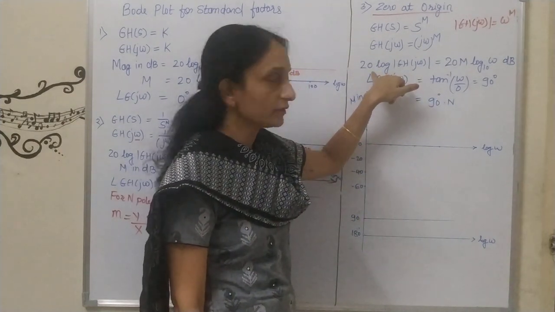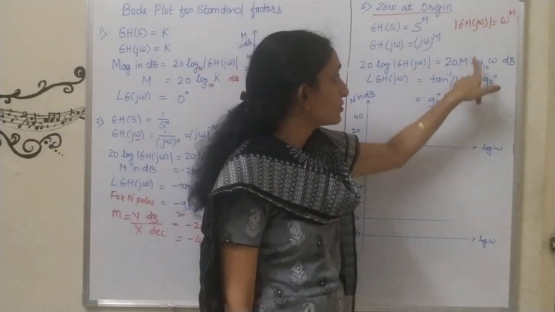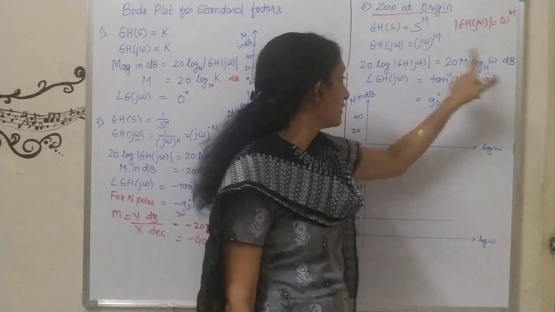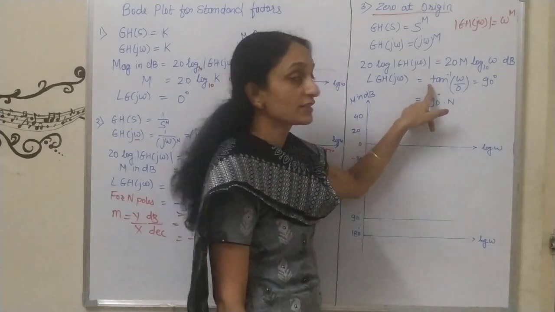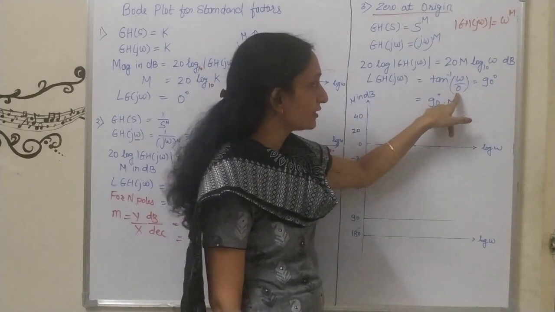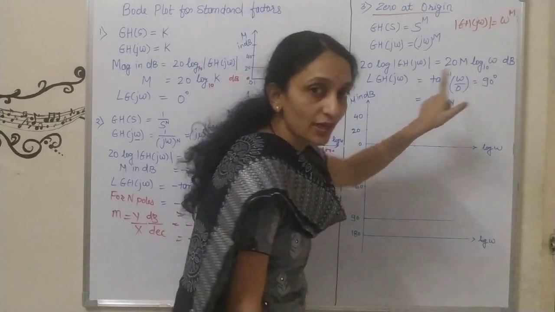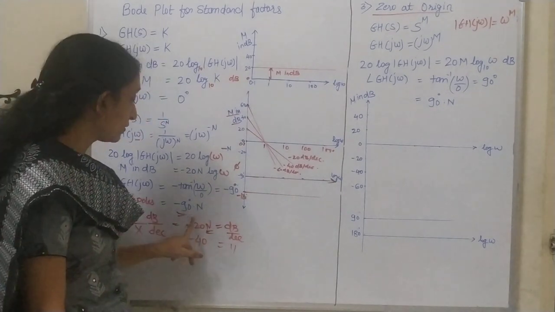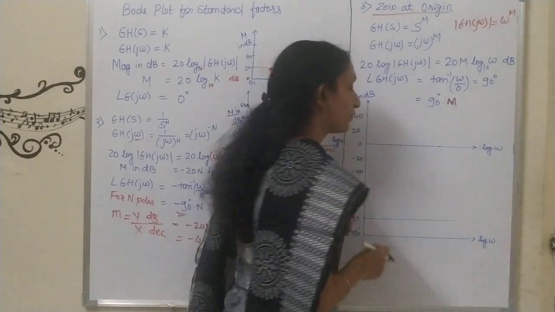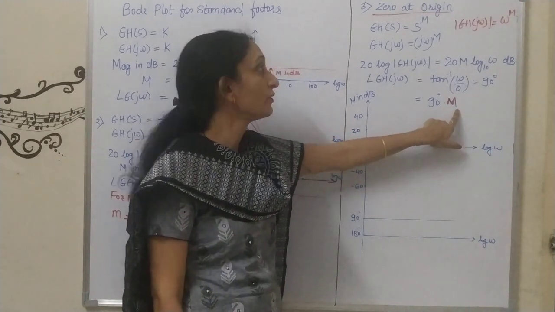I have taken 20 log. So 20, look at this, omega raised to power m is there. When I take the log, I can write 20 m log of omega to the base 10, so I will get dB. Now for the angle of j omega, this is in the numerator part, so tan inverse of b by a, where a is 0 here, so omega by 0. For one zero I am getting an angle of plus 90 degrees, whereas for a pole I am getting an angle of minus 90 degrees. So here I should take m, because for the pole I had taken n. So this is 90 degrees into m. It depends on the number of zeros.